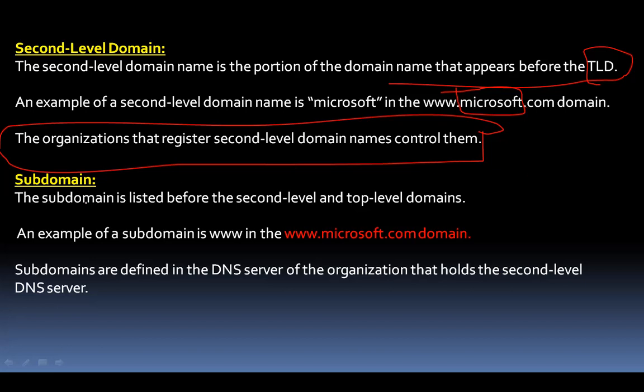Next is the subdomain. The subdomain is listed before the second level and top level domain. An example of the subdomain is www in this address. So www is the subdomain, Microsoft is your second level domain, and .com is your top level domain. Subdomains are defined in the DNS server of the organization that holds the second level domain.